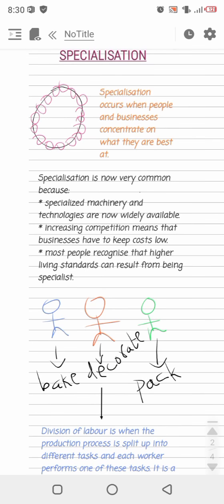So specialization is now very common, because there are three reasons: specialized machinery and technologies are now widely available. So let's carry on with the cupcake business example. In the cupcake business, at first we had those beaters, which we had to beat with our hands.